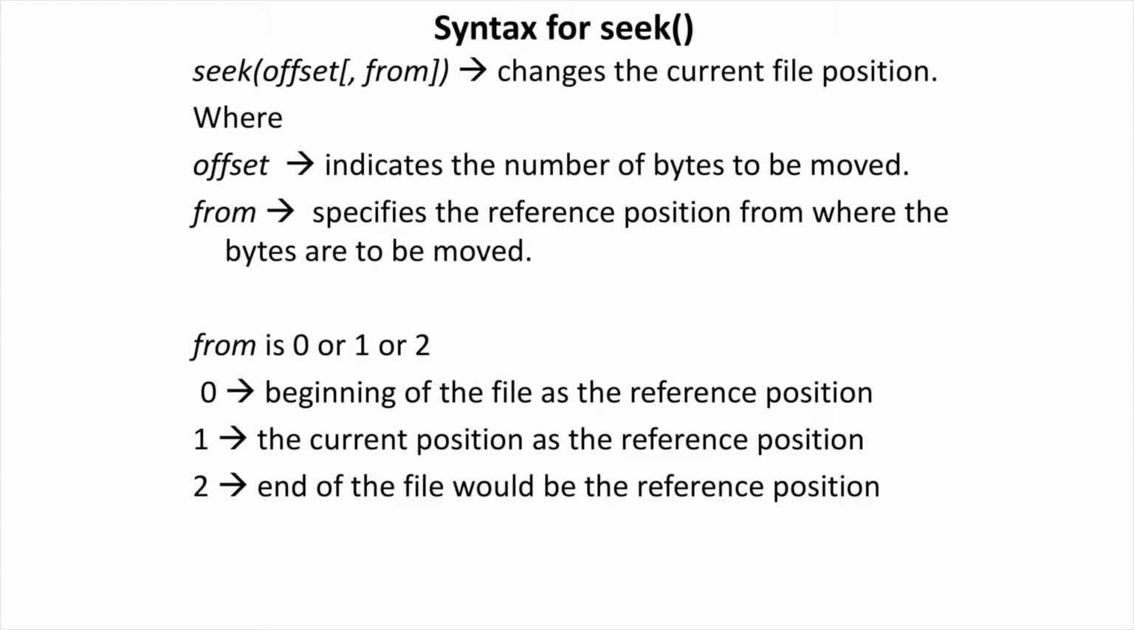The first one is offset, which is a mandatory argument. Following that, you have an optional argument. So, this is used to change the current file position. Offset indicates the number of bytes to be moved, from indicates the reference position from where the file bytes are to be moved. From can take 0 or 1 or 2. 0 means beginning of the file as the reference position. 1 means the current position as the reference position. 2 means end of the file would be the reference position.